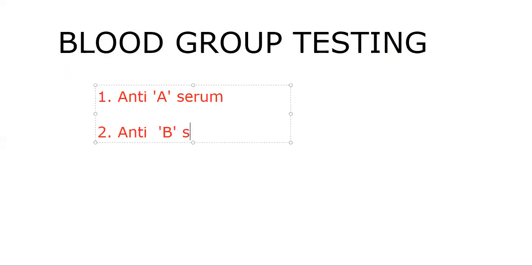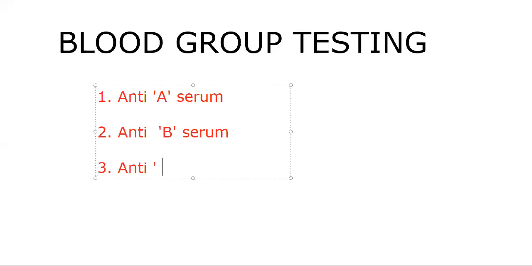How do we do the test? What is available in the laboratory? With that, we'll start here. What is available in the laboratory? We have anti-A serum, and we have anti-B serum. And the third factor, anti-D serum.